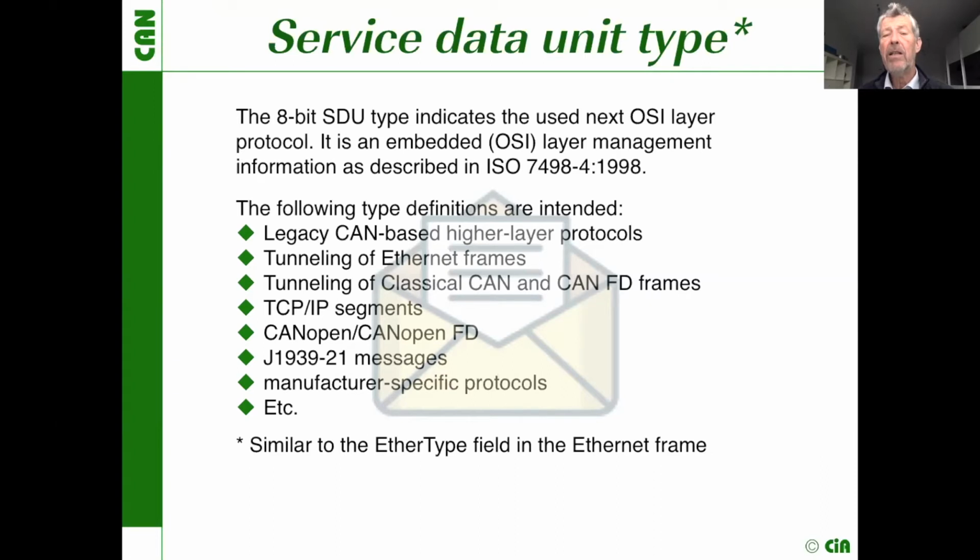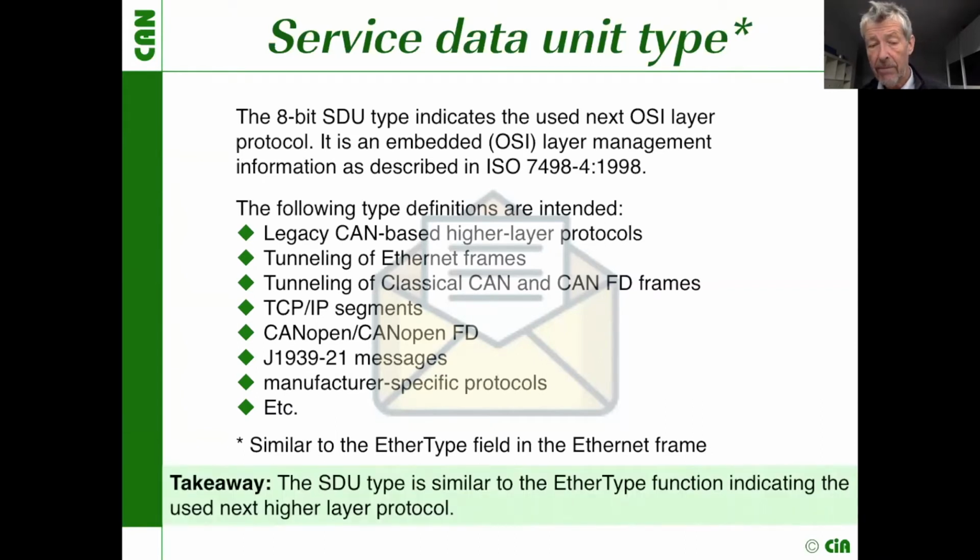And you can now indicate that this frame belongs to CANopen, or it belongs to another proprietary protocol or to another standardized protocol. We also can tunnel Ethernet frames if we have also Ethernet networks in our network architecture. And we can tunnel also classical CAN and CANFD frames. We support TCP/IP segmenting, CANopen, CANopenFD, J9039, or manufacturer-specific protocols.